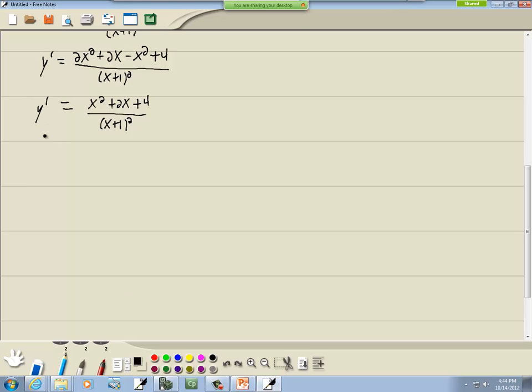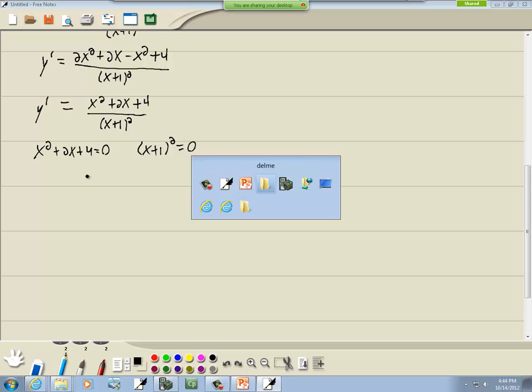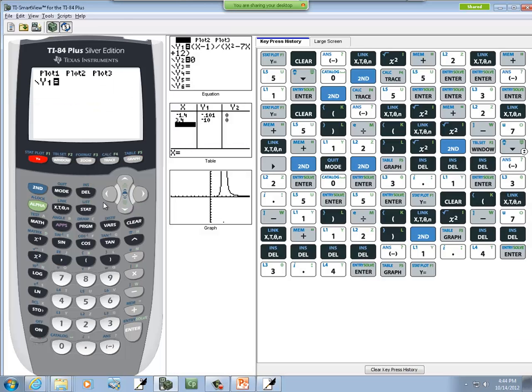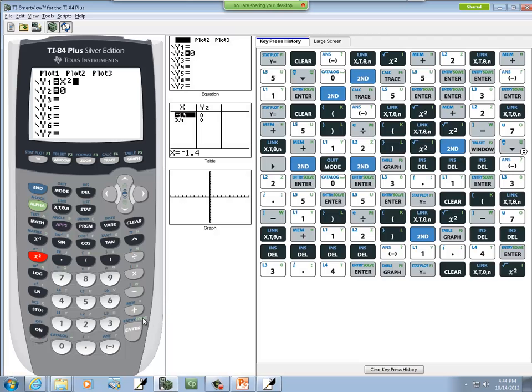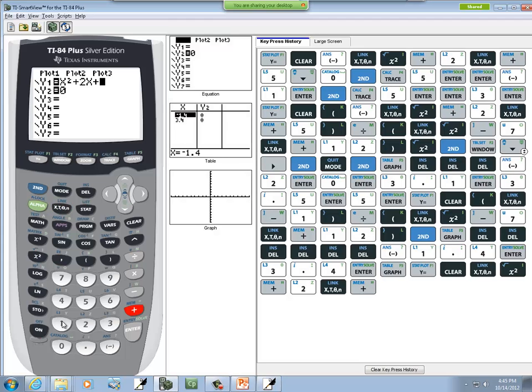Well, let's set top part equal to 0. So we've got x squared plus 2x plus 4 equal to 0. And we'll set the bottom part equal to 0. So x plus 1 squared equal to 0. Now I'm going to use a calculator to do this, just to show it again. It actually doesn't have a solution, but let's look at it. Press y equals, clear, x squared plus 2x plus 4. Now you have to have 0 on y2, so again, if you don't have 0 there, down arrow, put 0 there.